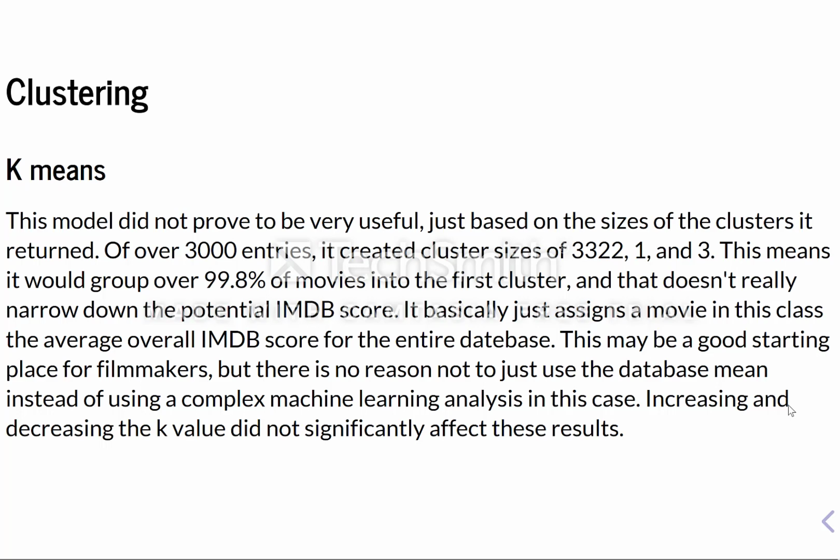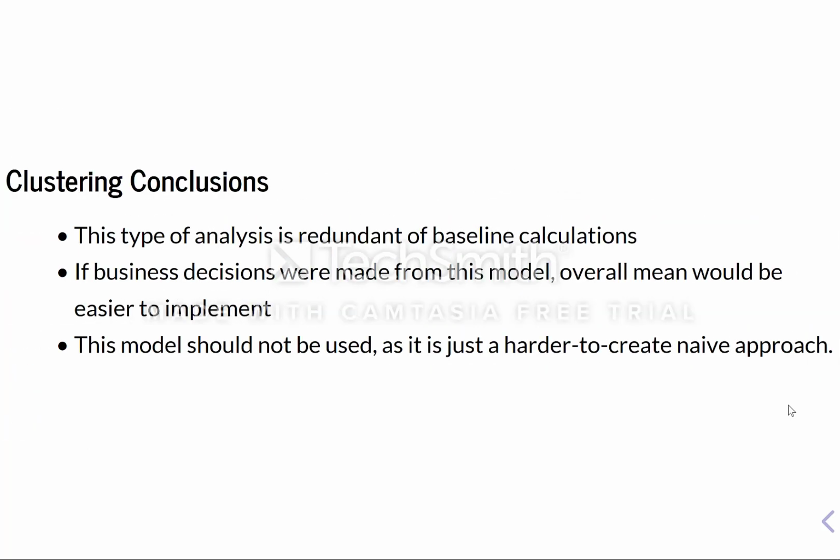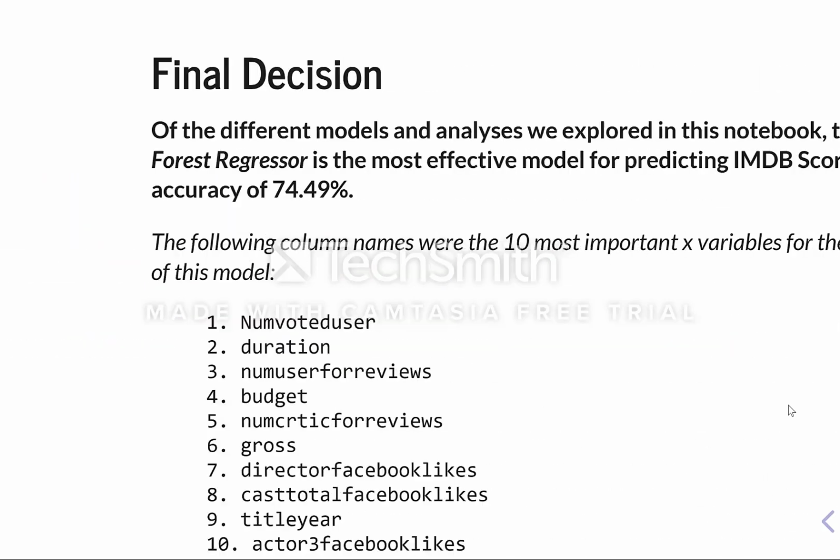Finally, clustering k-means. Over 3,000 entries, it created cluster sizes of over 3,000, 1 and 3. That means that almost all movies would fit into cluster 1 and would be just assigned the mean of the entire database. So, kind of a waste of time. If you're going to do this, you might as well try the naive approach using the means from the dataset and bypass all of this difficult creation.